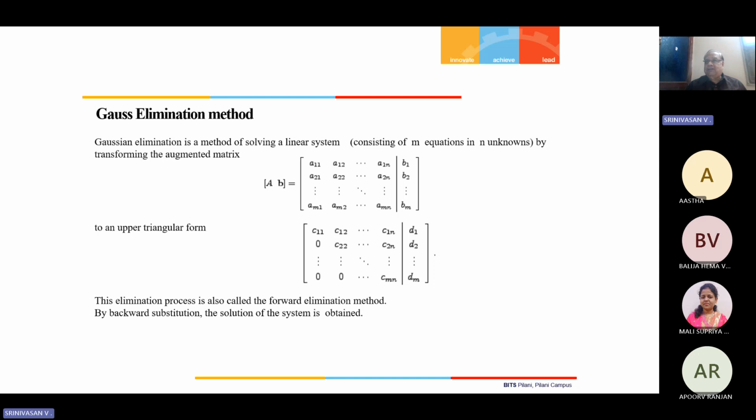Now in the first row, you have this into x1, this into x2, this into x3 equal to this one. Already you know the values of x3 and x2, so by substitution, you get the value of x1. And this is what we mean by backward substitution. Okay.